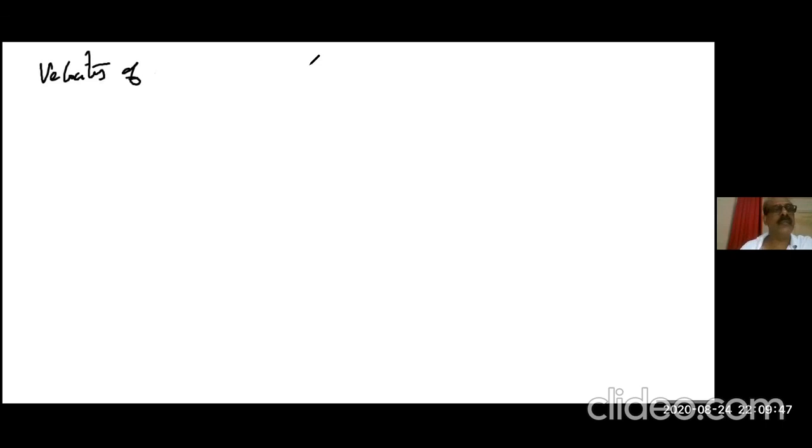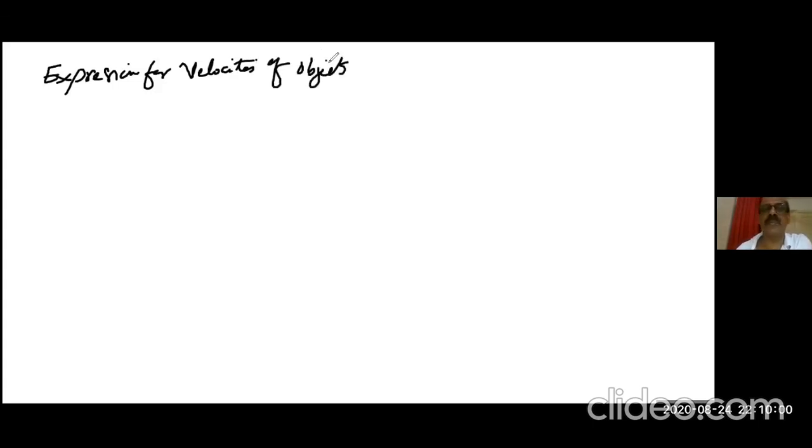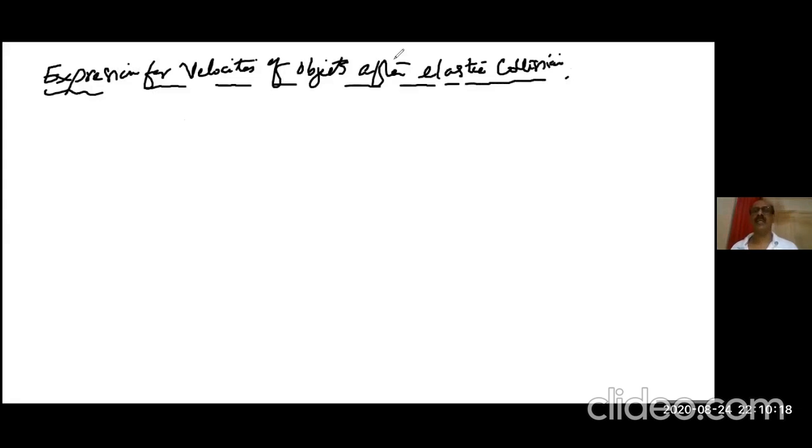Next heading: expression for velocities of objects after elastic collision.